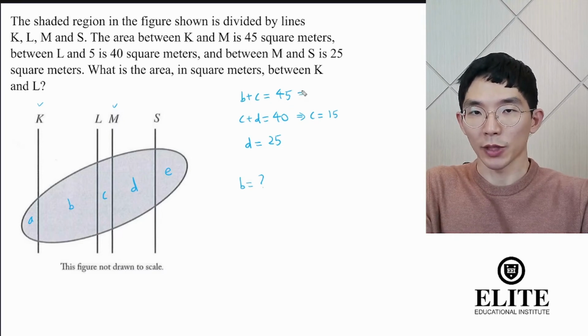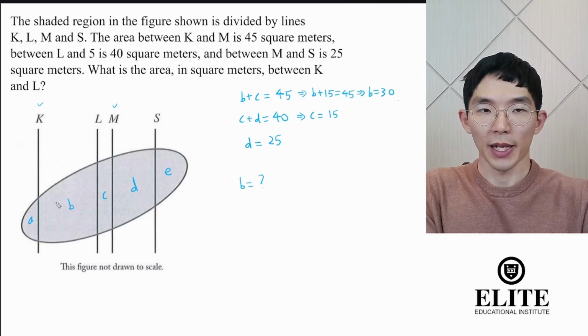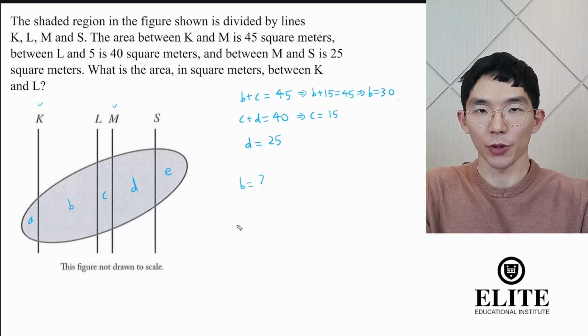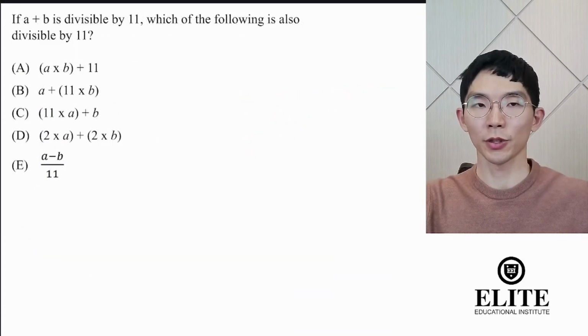Voila. So what does that mean? Since C is equal to 15, that means B plus 15 is equal to 45, which makes B equal to 30. Therefore, my answer is the area in square meters between K and L is equal to 30. All right, on to the last problem.